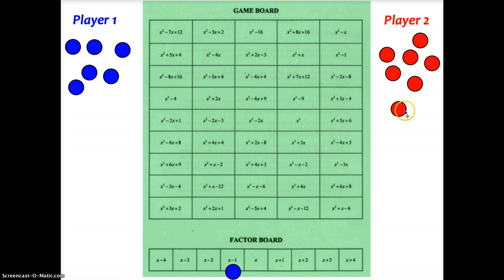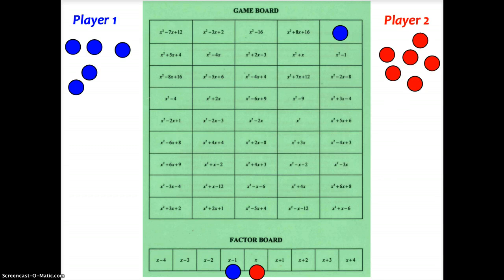And player 1's also going to select one of player 2's pieces and place it anywhere on the factor board as well. It could go on the same spot if we chose to go on the same spot. Let's say player 1 wants these two factors. What's now going to happen is that player 1, whose turn it is, is going to multiply those two factors together and then find the solution to that product somewhere up here on the game board. So they're going to multiply x times x minus 1 and find the answer is x squared minus x right here in the top corner and place their piece. That ends the first turn for player 1.